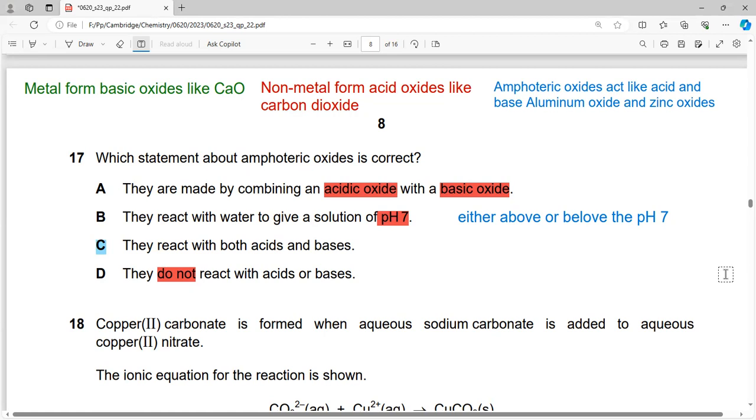Here A is the wrong option. They are not made by combining acidic oxides; the metal directly reacts with oxygen and produces the oxide. In the same way, their pH value will be either above or below 7, because they behave as both acidic and basic. They can react with both acid and base. So C is our correct option here.